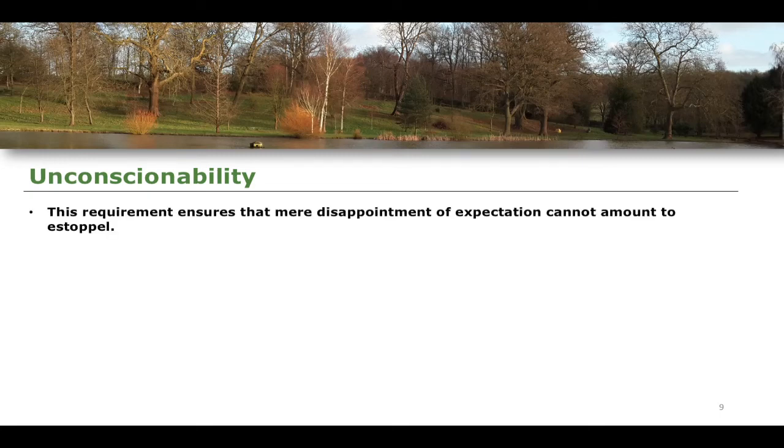Finally, then, we have the question of unconscionability. This requirement assures that essentially the mere disappointment of expectation cannot amount to an estoppel. So if I have an assurance, okay, let's say I'm a landowner, I make an assurance to a claimant. The claimant then changes their behavior as a result of this assurance. I then renege on that assurance. What's to stop the claimant from arguing an estoppel in any circumstance, in a circumstance where it is only just mere disappointment of expectation, for example? Well, it is the extent of the reneging upon the assurance is the final requirement. The reneging of the assurance has to be unconscionable.